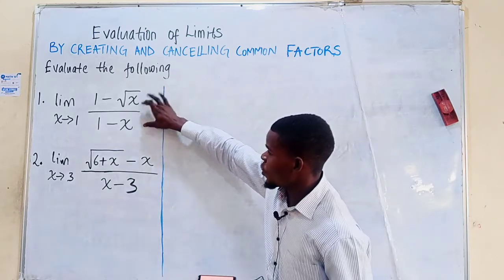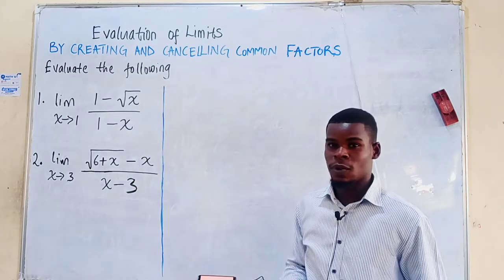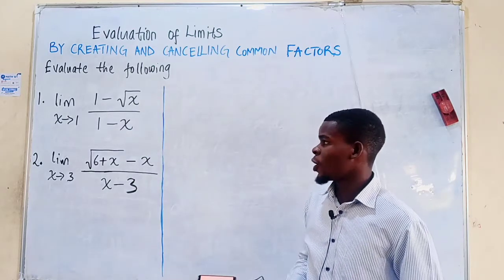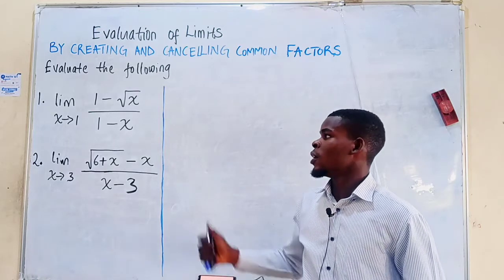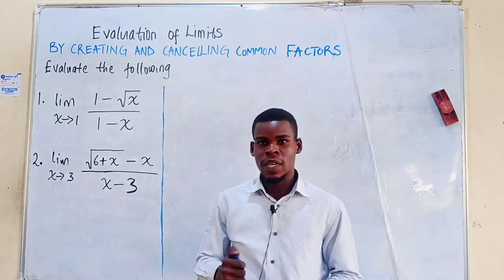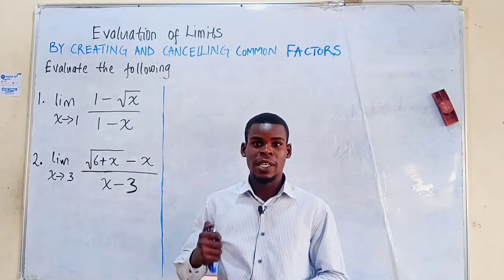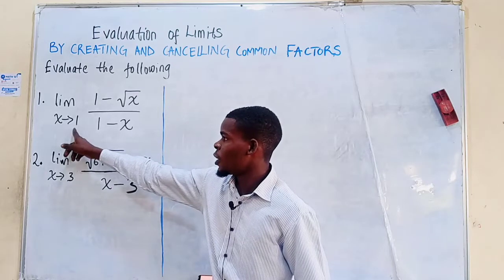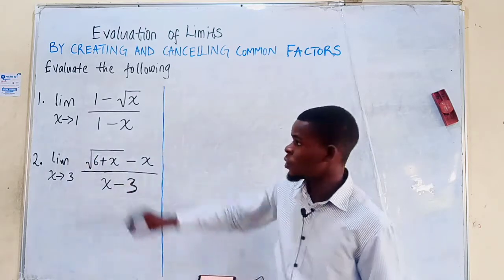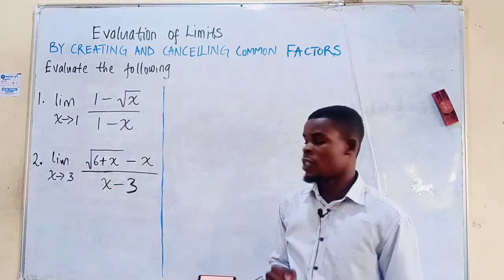Now, looking at the numerator and denominator, why do we even need to create a common factor and why do we even need to cancel it, right? Good. If you've watched the video where we had to evaluate limits of functions just by substitution, when we have x tends to a certain number, we substitute that number into the function and then we check what it gives us.